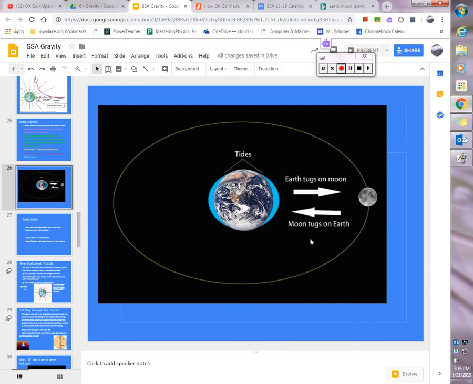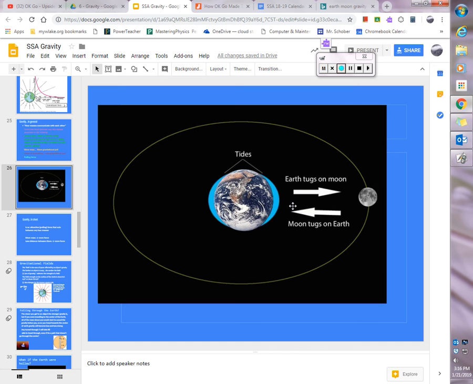As we see here, like we just said, the Earth tugs on the moon and the moon tugs backward on Earth. It's a pulling force. The titles here are kind of flip-flopped. This arrow would represent the pull from the moon onto the Earth, and this arrow here would represent the pull from the Earth on the moon.